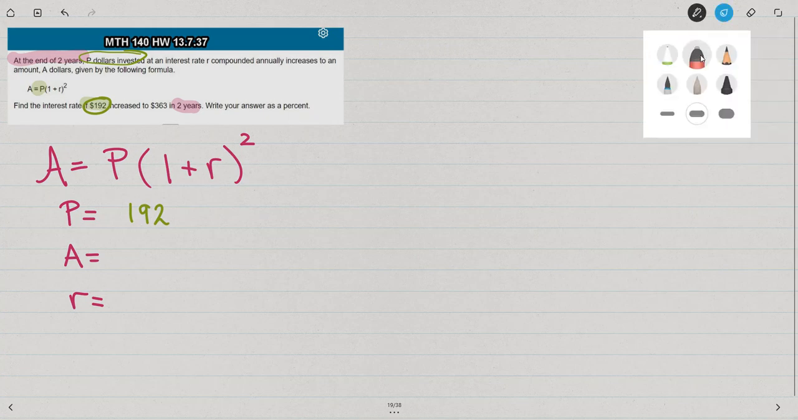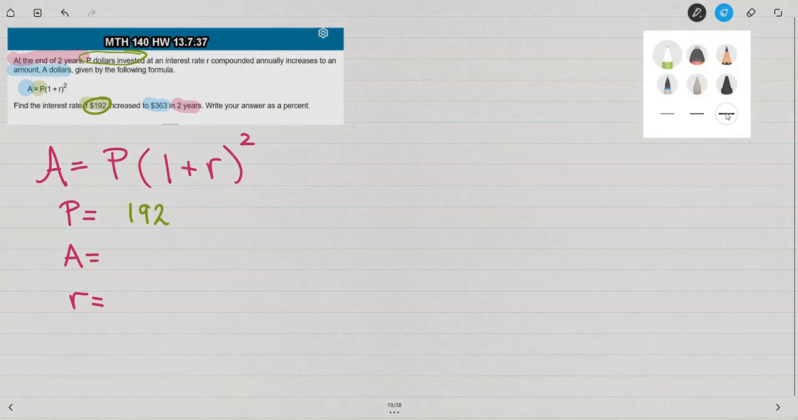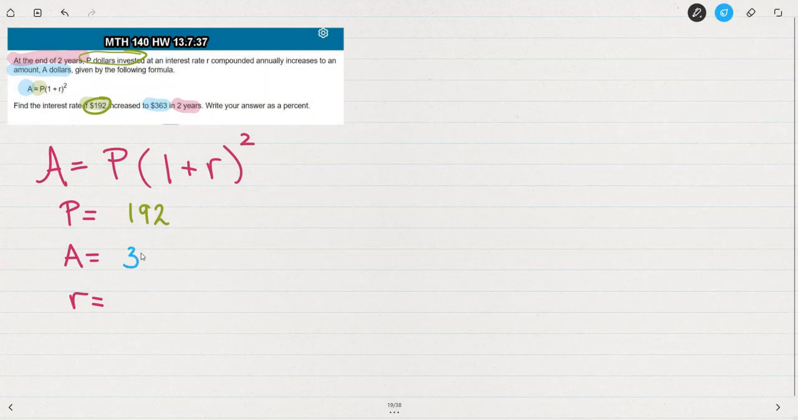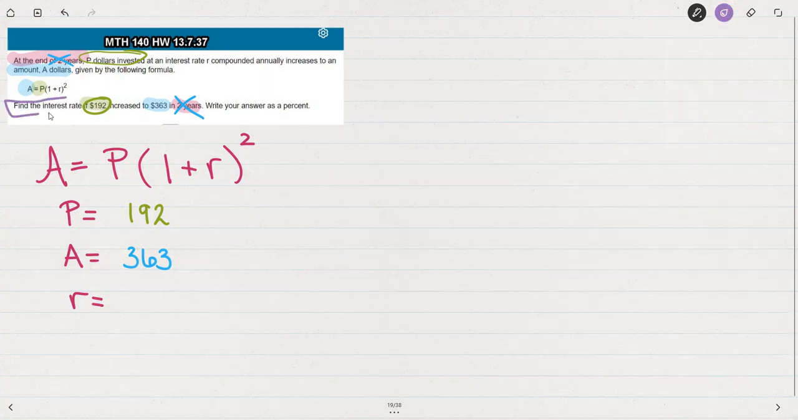Now A is the amount that we have at the end of the term. So an amount A, dollars. So we're going to read this to interpret that the A, the amount, is $363. We don't have to bother about the 2 years because this formula already takes into account the 2 years. But what is it that we're trying to find? Find the interest rate. And so that's where we'll know, and I often do that by just drawing a box around it. This is what we're looking for.